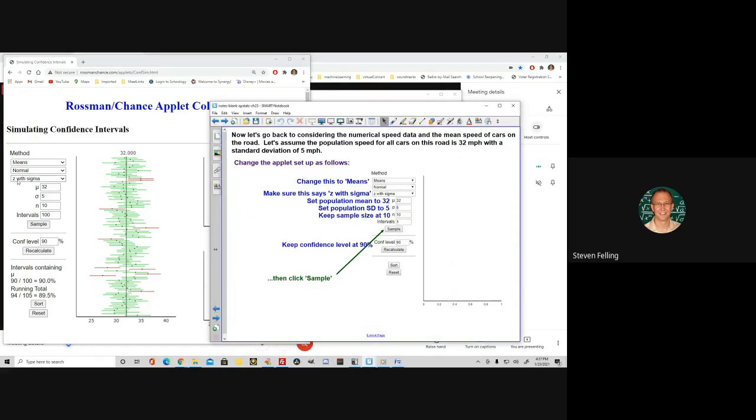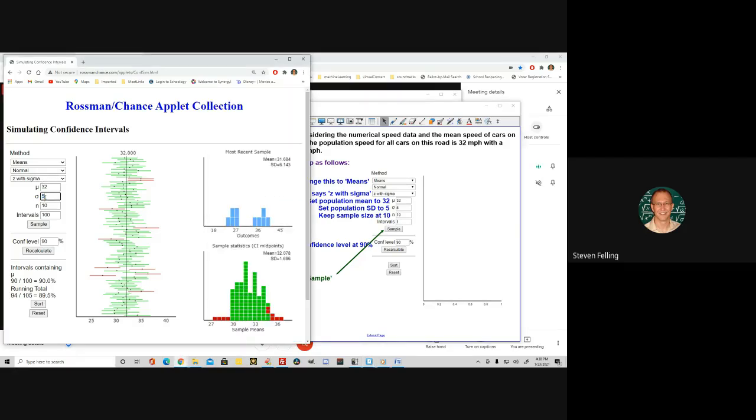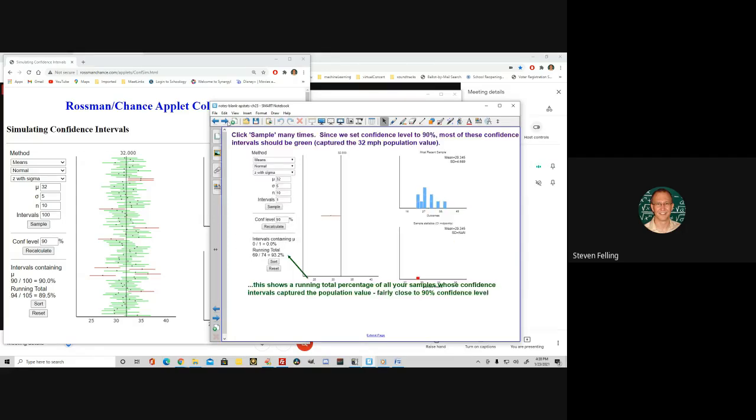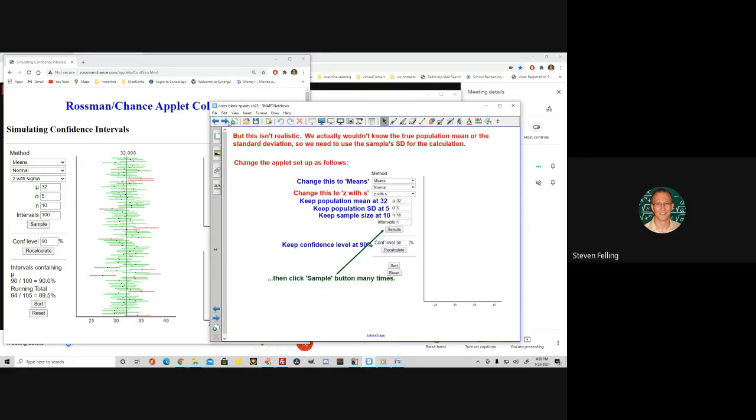we set this default to z with sigma. That means that when we calculated the test statistic for these, it assumed that we actually used this value of 5 for the standard deviation. In other words, it assumed that we knew the population's standard deviation, which typically we would not know, right? Normally we don't know that or the actual mean. So we can say that's not realistic. We actually would not know the true population mean or the standard deviation.